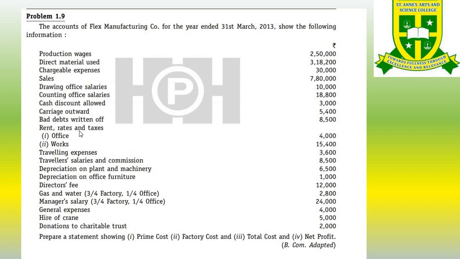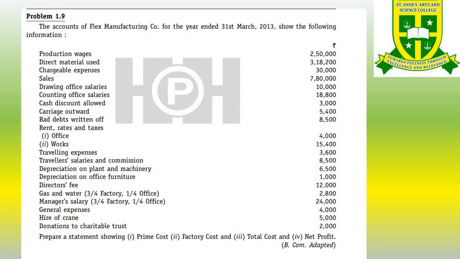The rent, rate and tax, there are two things given. One is for office, one is for works. So office 4,000 should be shown in the office overhead and works 15,400 should be shown in the factory overhead. Next one is travelers' expenses, travelers' salaries and commission. We have to show them in the selling and distribution overhead, because travelers will be used for selling the product.